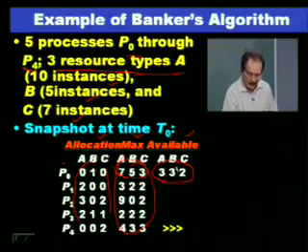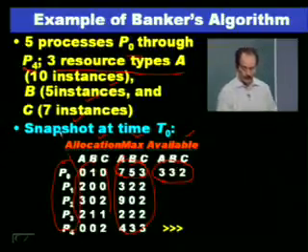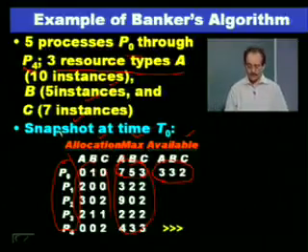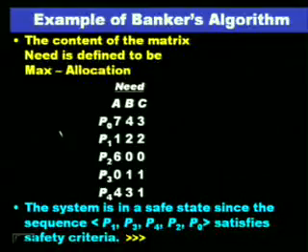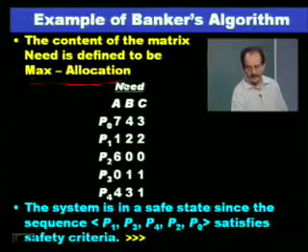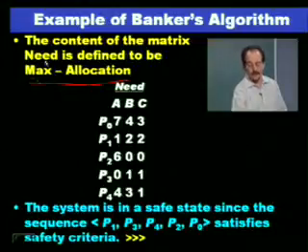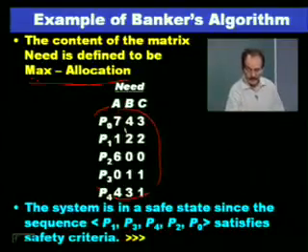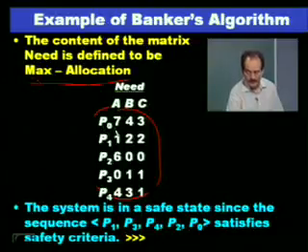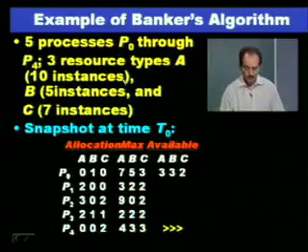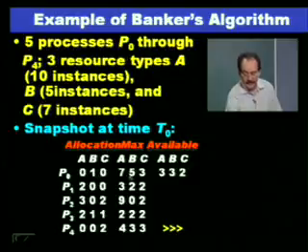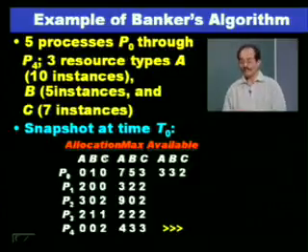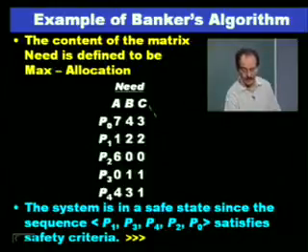Based on this, I define a sequence for P0 to P4 through which these processes can be executed. This is how we define the content of the need matrix: need is the maximum minus the allocated. Whatever the maximum resources required are, minus the allocated, this forms the need matrix. Process P0 will need 7 resources of type A and has been allocated 0 of type A, so 7 minus 0 gives 7. This is how the need matrix has come.